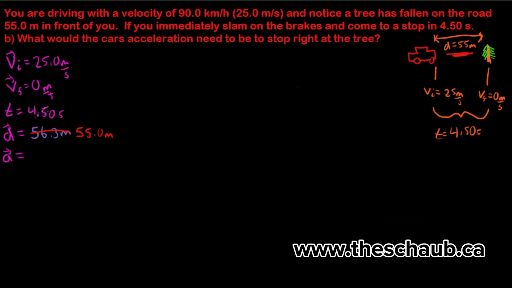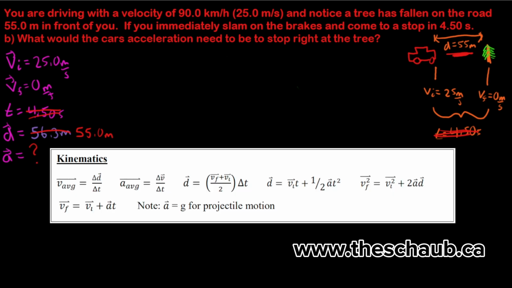Similarly, our stop time from part A is no longer valid because we know that stopping in 4.50 seconds takes us 56.3 meters. So in part B, we actually don't have a time to use. So let's also remove our time from our diagram before we find a kinematic equation that has a VI, a VF, a D, and the A that we're looking for.